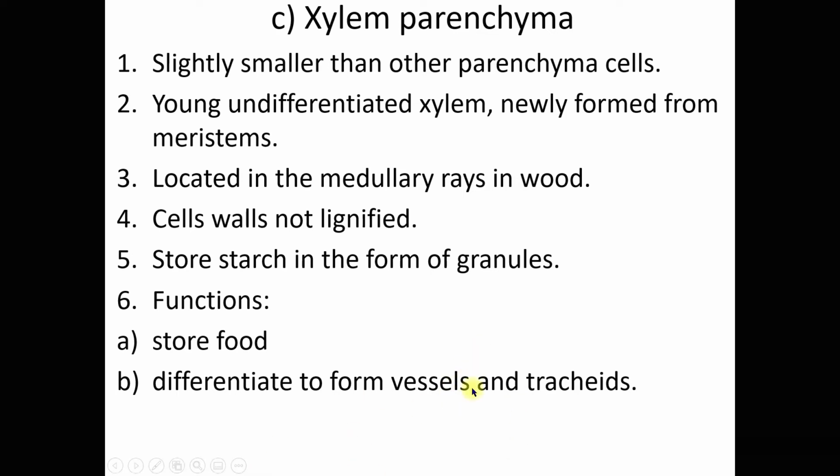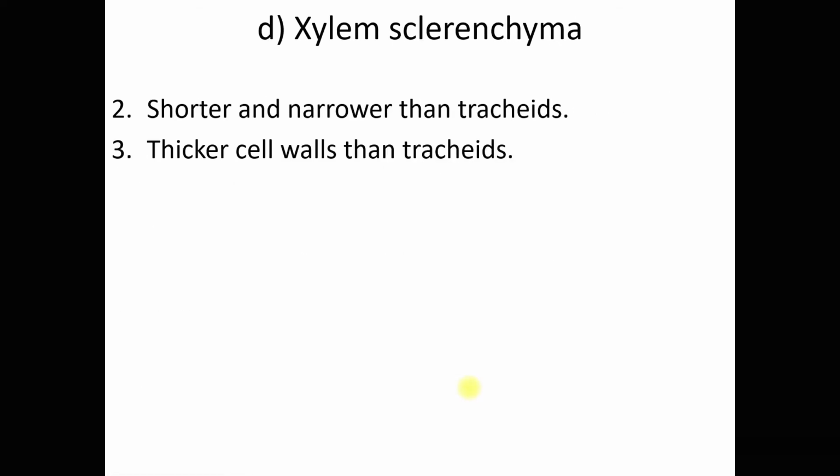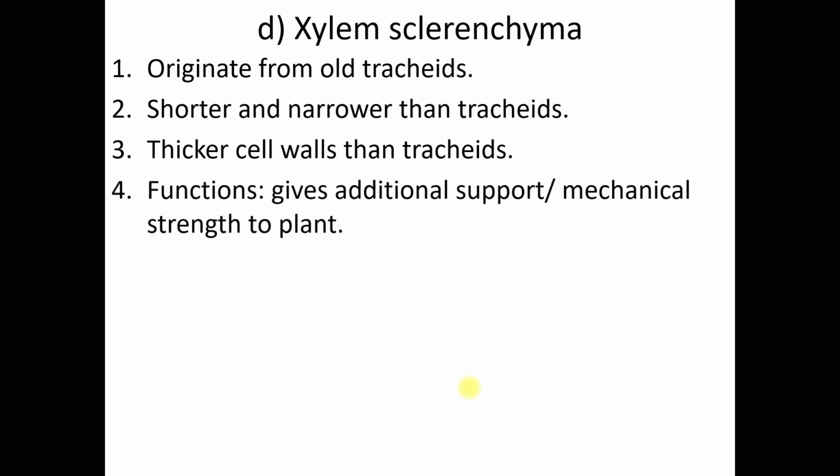This should be vessel elements lagi, compare vessels ya, ataupun xylem vessel elements and tracheids or xylem tracheids. Xylem sclerenchyma originate from old tracheids, right? So these old tracheids eventually become xylem sclerenchyma, and this xylem sclerenchyma is shorter and narrower than the tracheids. Thicker cell walls than tracheids, right, and functions to give additional support or mechanical strength to the plant.